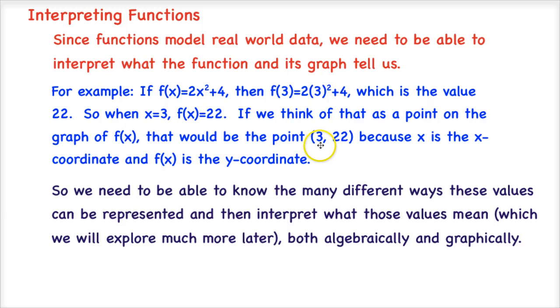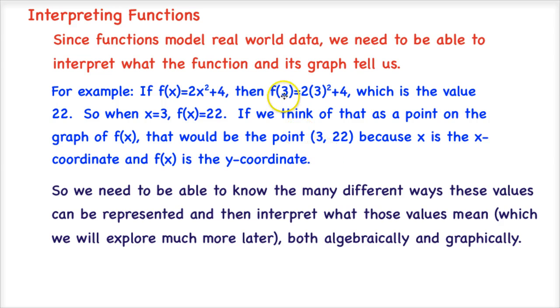We can also think of that as a point on the graph of f of x, and that would be the point (3, 22), because x is the x-coordinate, so x equals 3, and when we evaluate f of 3, the corresponding value, the 22, is the corresponding y-coordinate for x equals 3. So (3, 22) is actually a point on the graph of f of x.